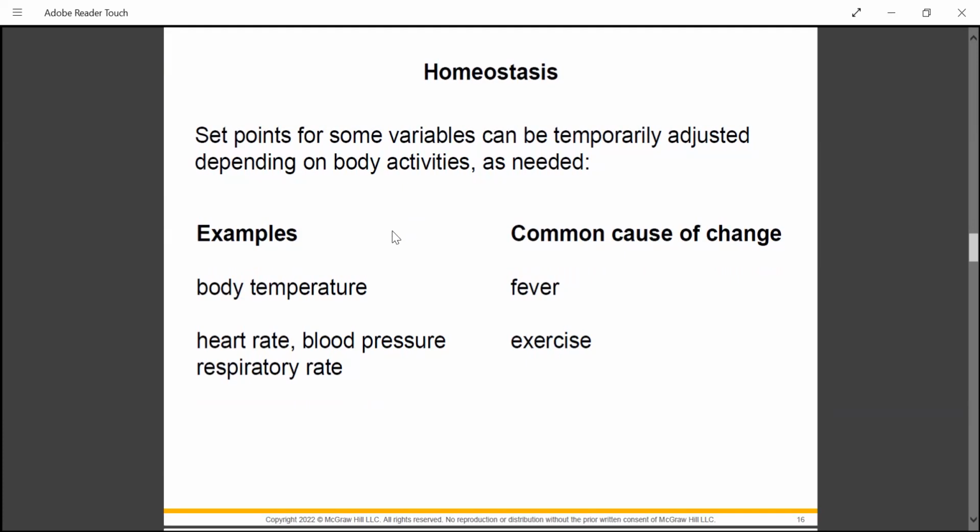Set points for some variables can temporarily adjust depending on how our body needs to function. One example of this is body temperature. Our set point may change due to a fever, and we purposely want to elevate our body temperature to get rid of whatever is causing the fever. Another example is our heart rate and blood pressure and respiratory rate. If we're exercising, that's going to change because it needs to support our higher level of activity. That's not a bad thing. We don't necessarily want to counteract that. So those are certain examples where that set point may change so that our body doesn't respond in the same way.